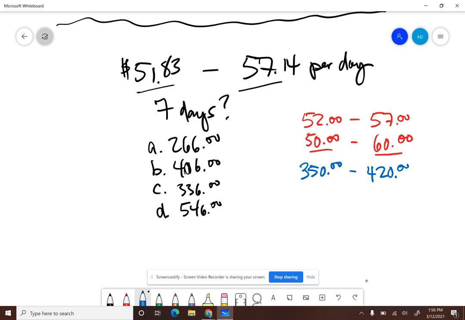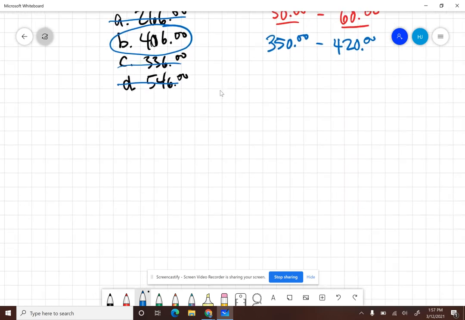Well, what answer choice over here is between 350 and 420? Well, this one's too small, right? This one's too small, and this one's too big. So the only one that it could possibly be is that answer choice right there. So you can see how rounding can very quickly get you to an answer instead of having to grab a calculator, try to figure this out one by one, just round it and then use that to help you out. So let's look at another example here real quick.